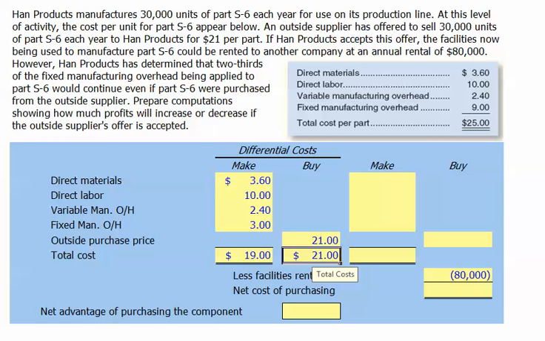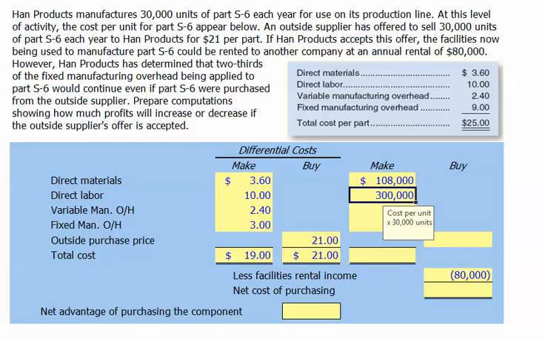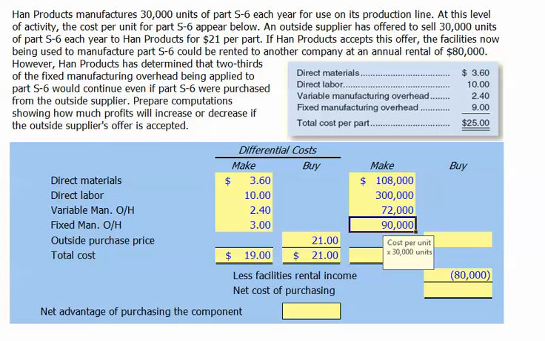However, since we do have an alternative use for our facilities, we can rent them for $80,000 a year. We need to compare the total cost of making the product with the total net cost of purchasing from outside. Our total direct material cost is 30,000 units times $3.60 a unit, or $108,000. The direct labor cost is $300,000. Our variable manufacturing overhead cost is $72,000 in total, and our avoidable fixed manufacturing overhead is $90,000.